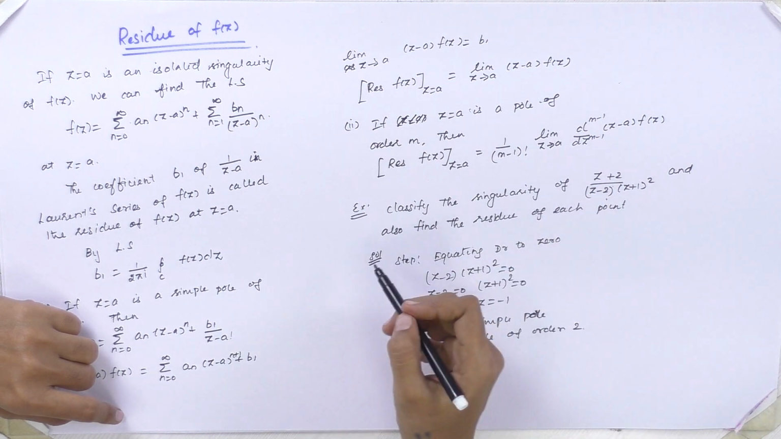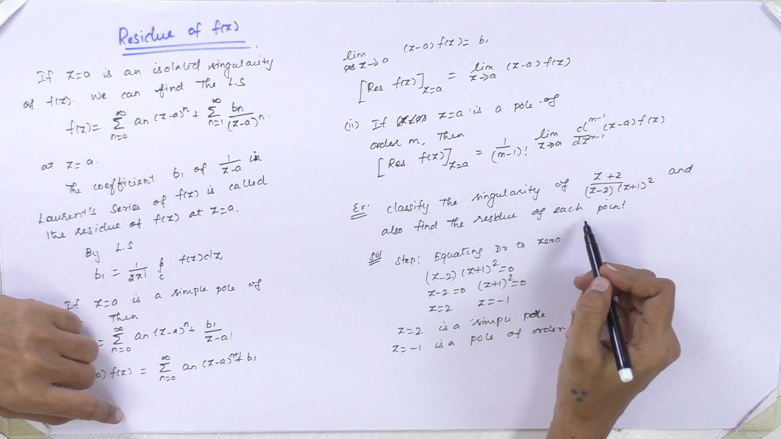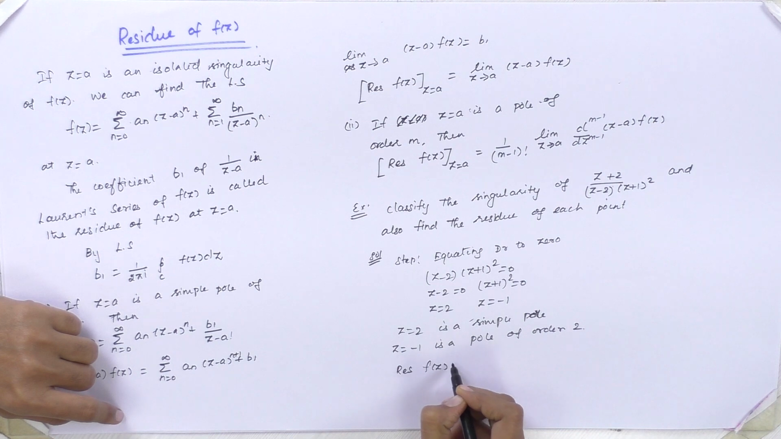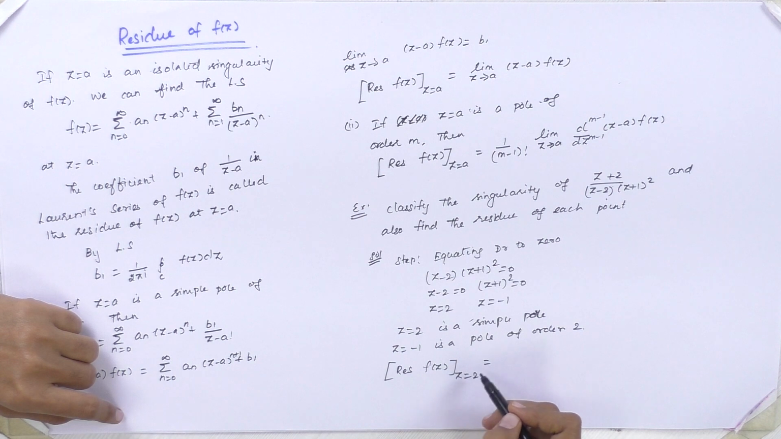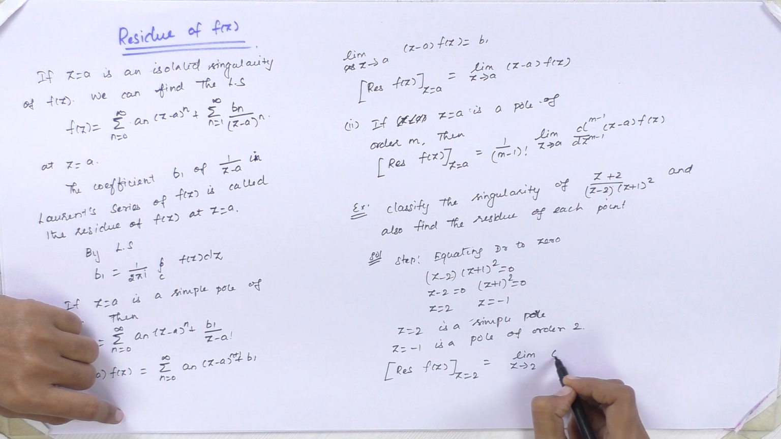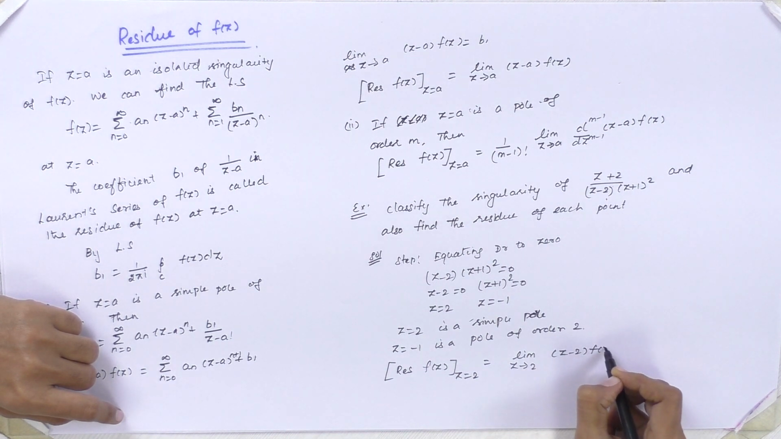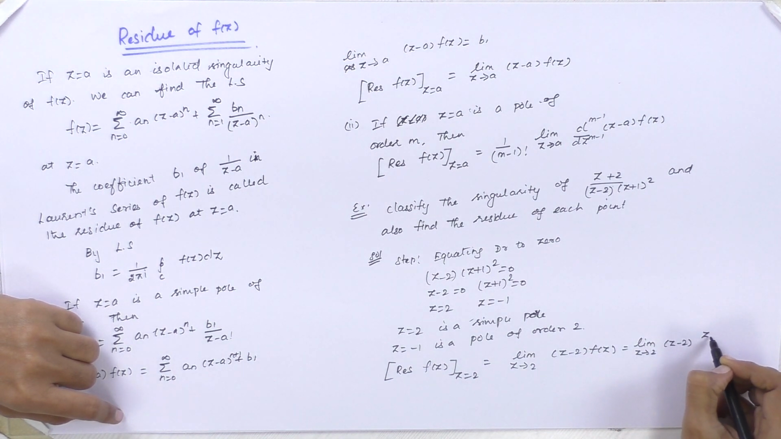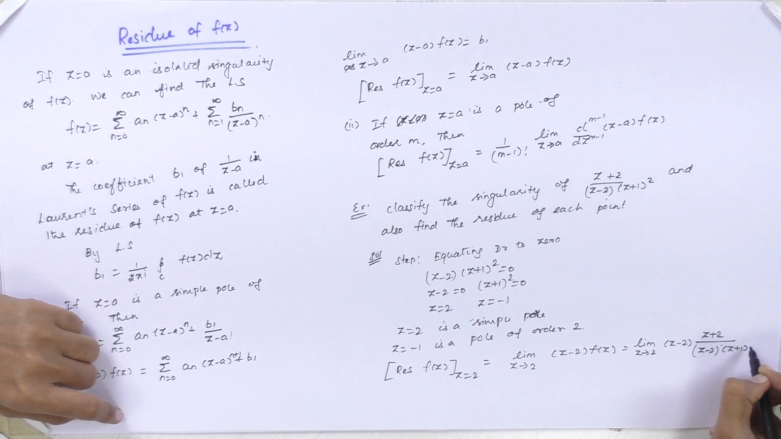So that's all the first question, and the second one is also: find the residue of each singular point. So we have to find the residue of each singular point. The residue of f(z) at the point z = 2 is, since z = 2 is a simple pole, just take the limit as z approaches 2 of (z − 2) times f(z), which is equal to the limit as z approaches 2 of (z − 2)(z + 2) the whole divided by (z − 2)(z + 1)^2.